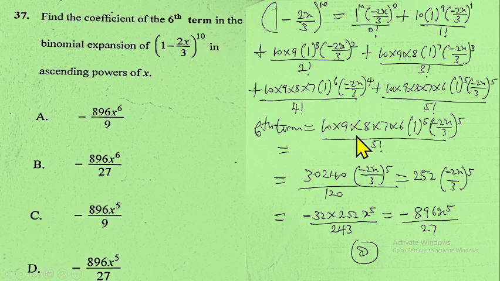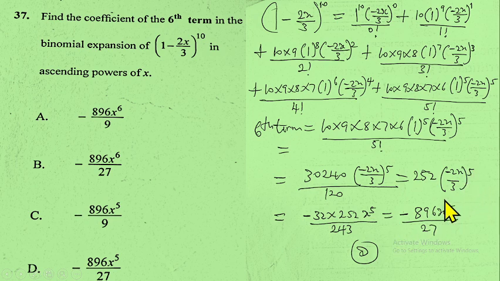The sixth term is 10 times 9 times 8 times 7 times 6, 1 raised to power 5, then minus 2s over 3 raised to power 5. From there, 10 times 9 times 8 times 7 times 6 gives us 30,240. 5 factorial is 120. 1 raised to power 5 is 1, so that one does not really matter. Minus 2s over 3 raised to power 5. 120 can go into 30,240, that gives us 252 times minus 2s over 3 raised to power 5.